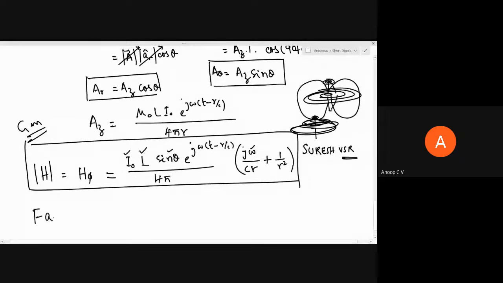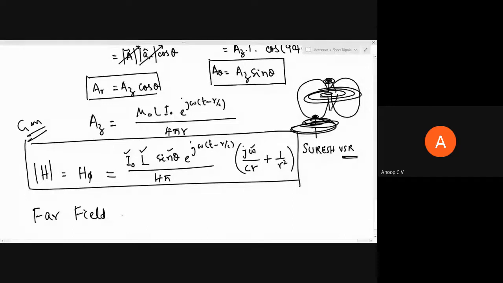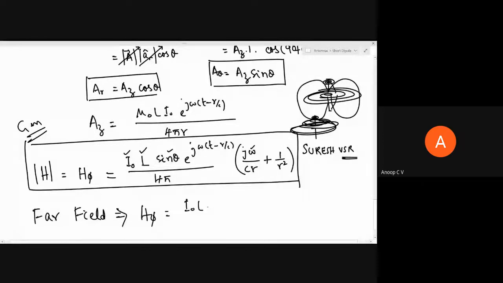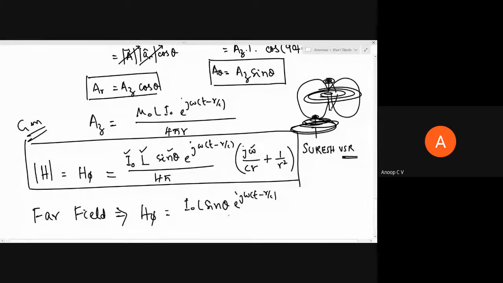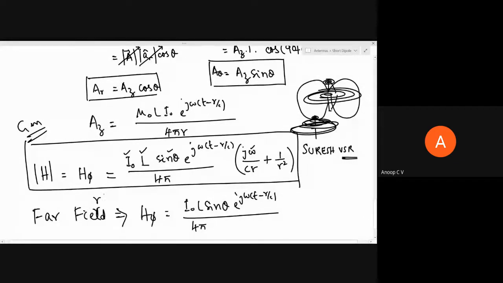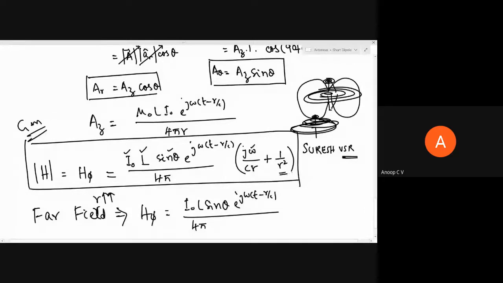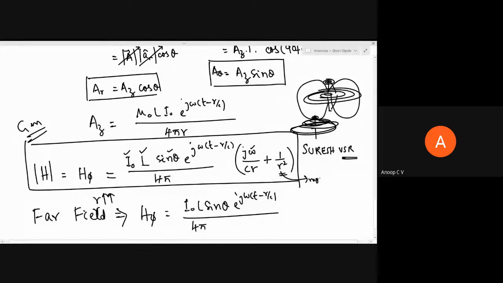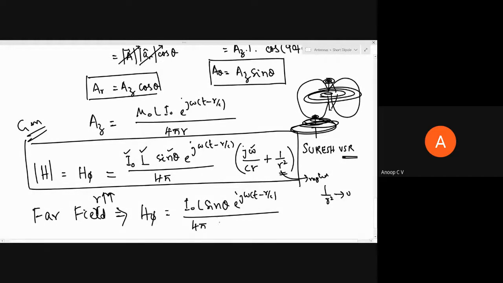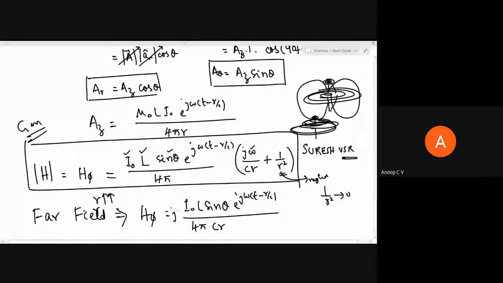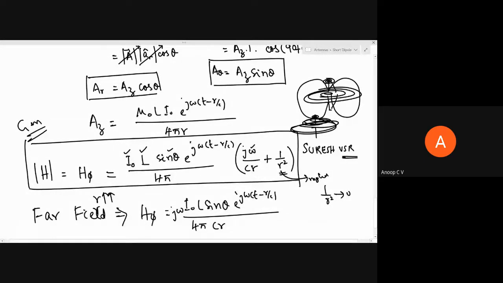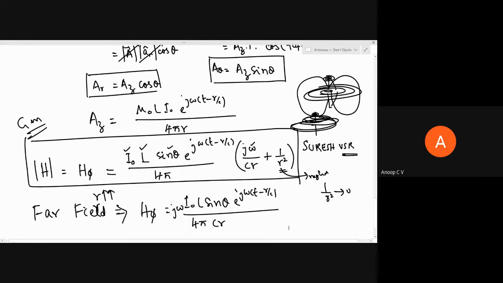Can anyone tell me what the far field expression will be? In the far field, H phi will be equal to I naught L sin theta e power j omega t minus r by c, divided by 4 pi. In the far field, r is very large, so the 1 by r square terms can be neglected; 1 by r square will tend to 0. So what we have is 1 by c r, and a j omega should be here. So this is the expression for H phi.